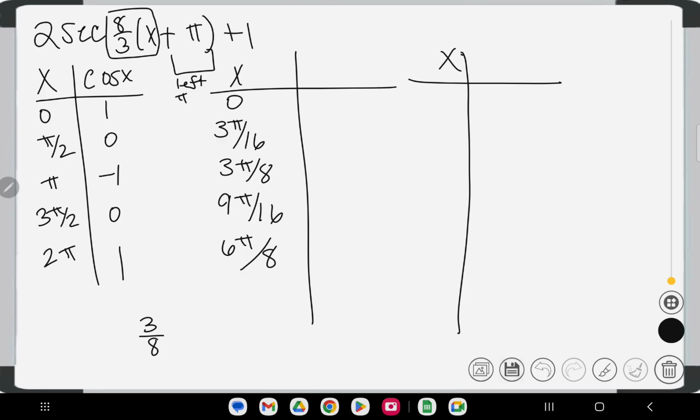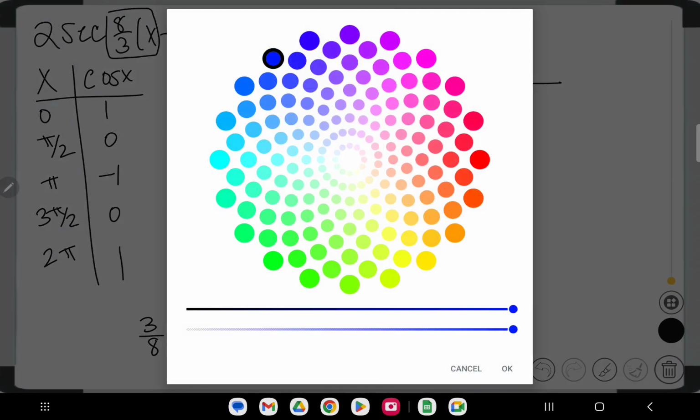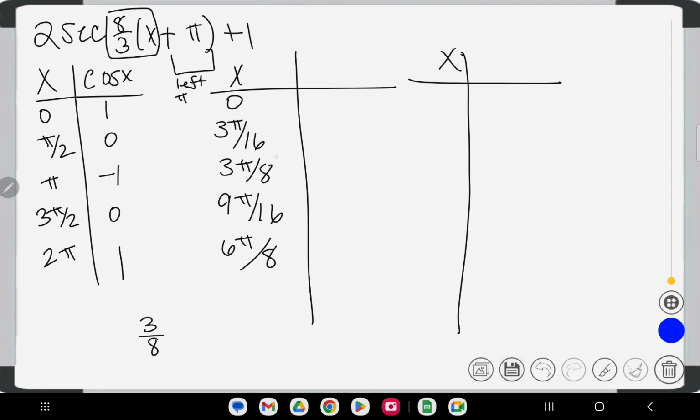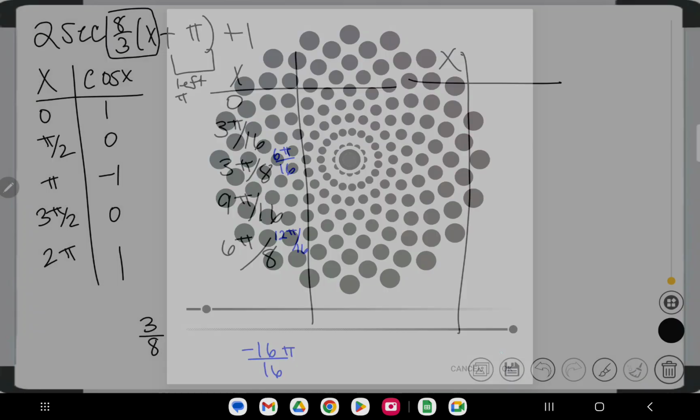So I'm going to subtract pi from each one. And just to keep it all the same denominator, let's make that a 6 pi over 16 and make this one a 12 pi over 16. Just so that when I subtract pi, I can just subtract 16 over 16 from each one.